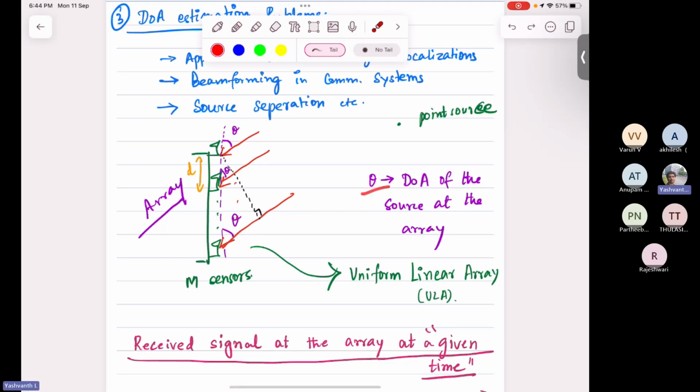So this theta is called the DOA, or the direction of arrival of the source at the array. This kind of array is called a uniform linear array. That is, I place all the sensors in a straight line, and the inter-element distance, that is the distance between the first sensor and the second sensor, is the same as the distance between the second and third, the same as between the third and fourth, and so on. So the inter-element distance is the same across the entire array. That's why it's called uniform. It's called linear because you place them in a straight line. So it's a uniform linear array.